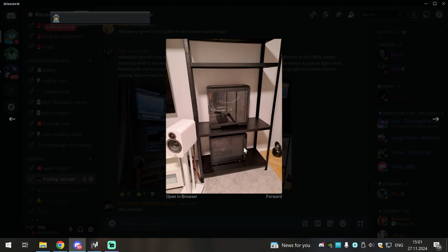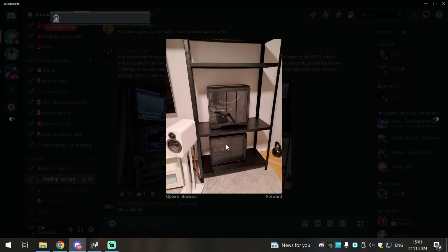And you see, one trading computer and one relaxing computer. This is the beast. This is 128 gigabytes of RAM, 480 NVIDIA, the best Intel processor, you know. This is a beast, and this is the working one.